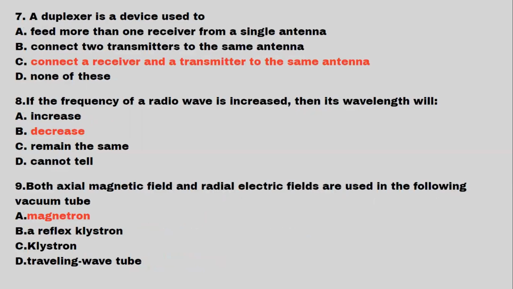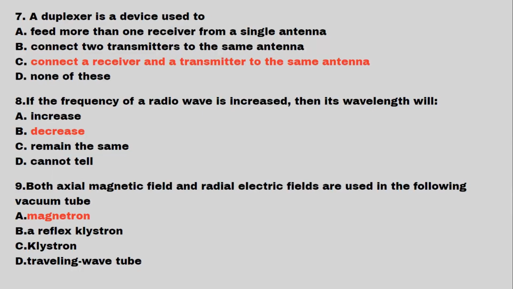The next question is 7. A duplexer is a device used for what actually? To connect a receiver and a transmitter to the same antenna, right? Only one antenna, then it is a duplexer. Okay, two set. When we come to question number 8, if the frequency of a radio wave increases, then its wavelength will decrease. It will not increase, it will decrease. The correct answer is decrease.